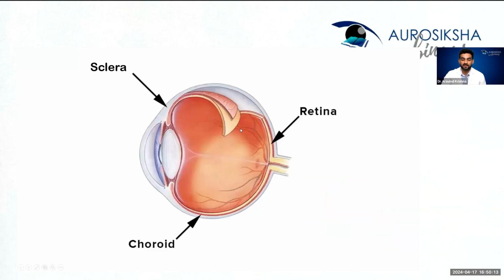So here are the three layers. As promised, I have peeled all these layers to show it simplified for you. The outermost one is the sclera, the second layer is the choroid, and the innermost one is the retina.